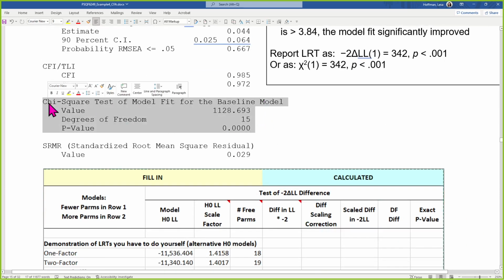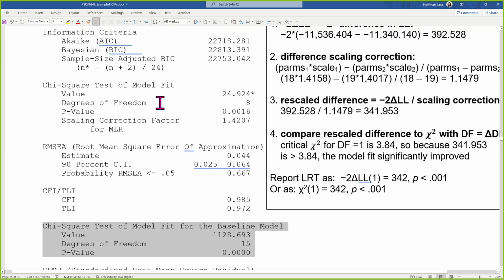This one is still stupid and useless. Does anything on here that is default output tell me if my two-factor model is better than my one-factor? No, you've got to do that yourself. So comparisons of alternative models, such as two-factor versus one-factor, you've got to do that.